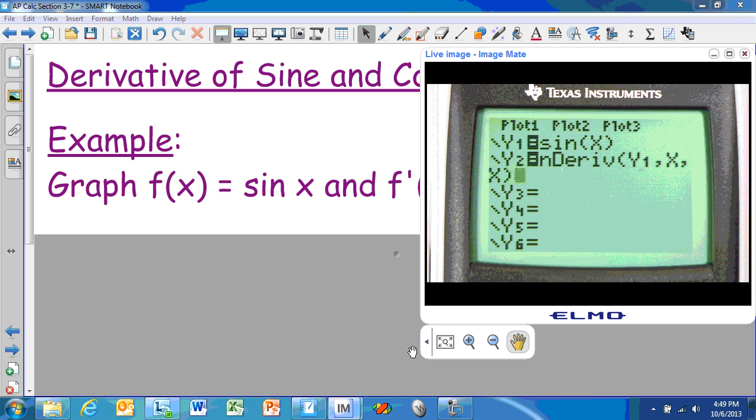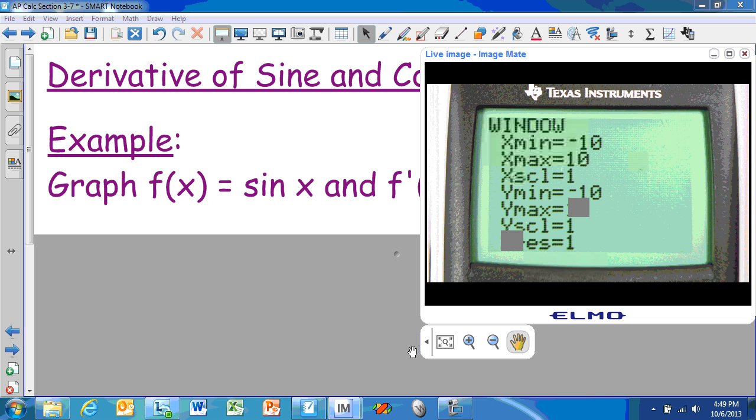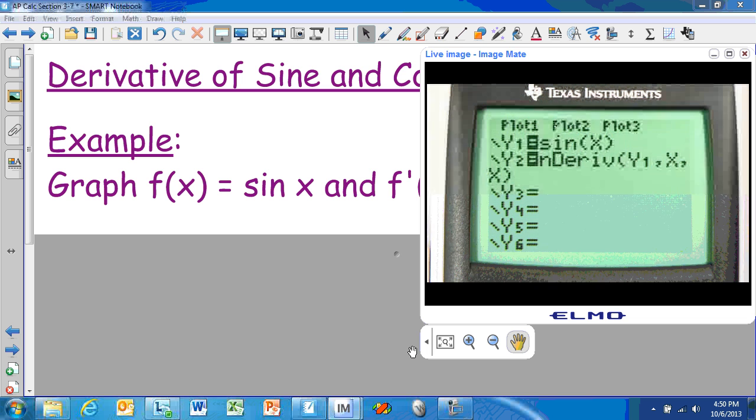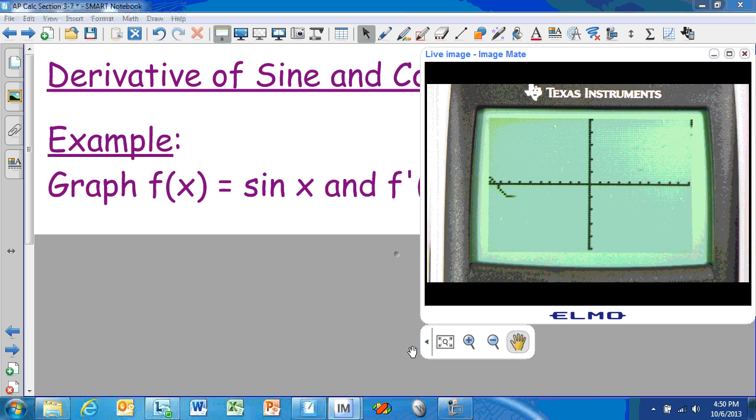And for my window, since I know the range of my sine function goes from -1 to 1, I'm going to go from -5 to 5. It'll give me at least a little better picture of this. You could zoom in further if you wanted to, but this should be fine for what we're doing. Now, let's take a look at what the graph of this looks like. Graph. Here's our sine function being sketched.